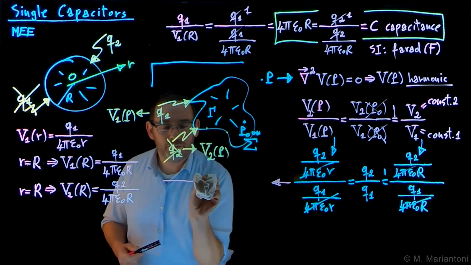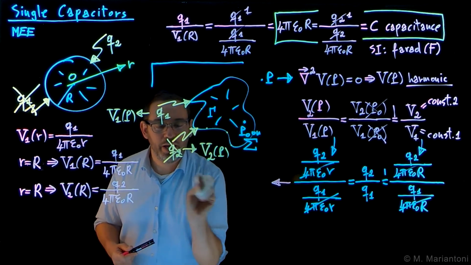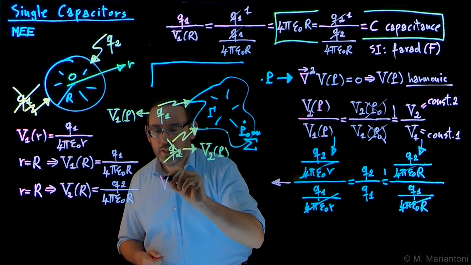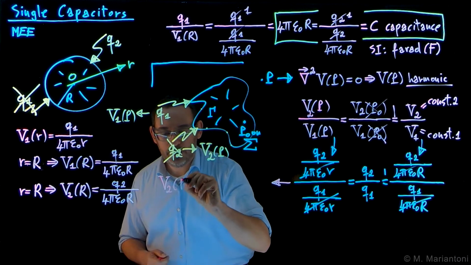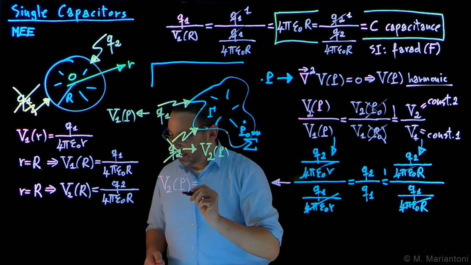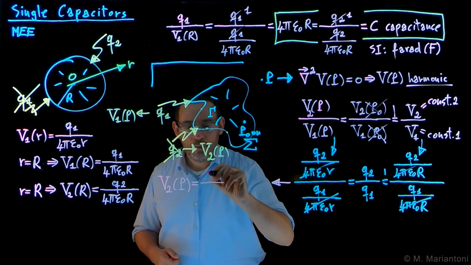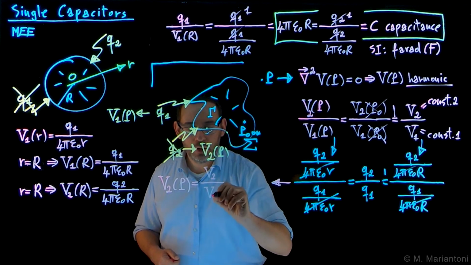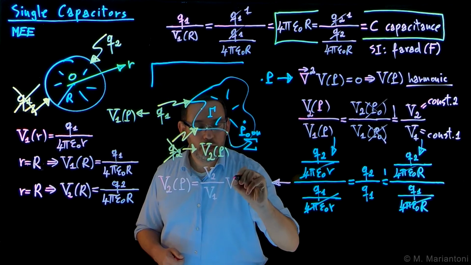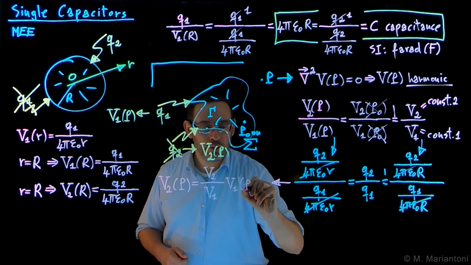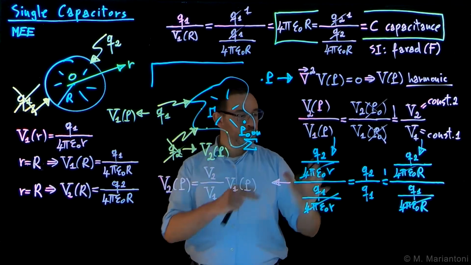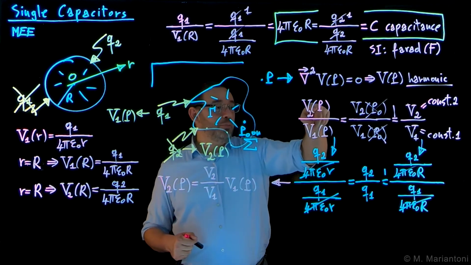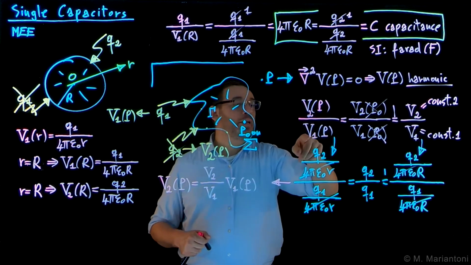Let me generalize in the following fashion, actually. It's a little bit more generic, so let's do it even more general. So in this case, V2 at any point capital P is equal to V2 constant divided by V1 constant times V1 at point capital P. I'm just extrapolating from this relationship here. I find that V2 at any generic point capital P is equal to V2 over V1 times V1 of P.